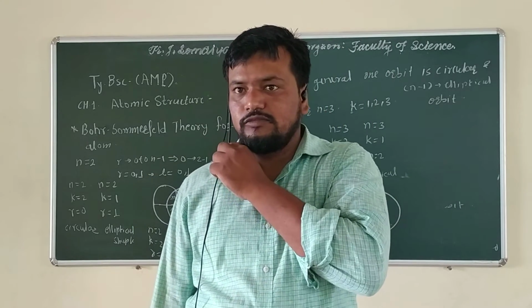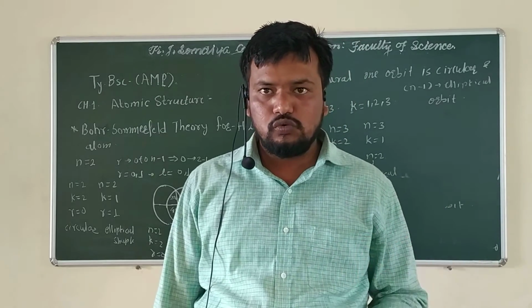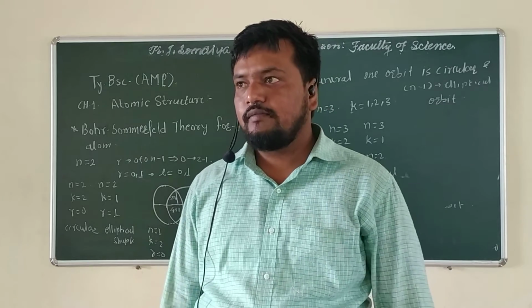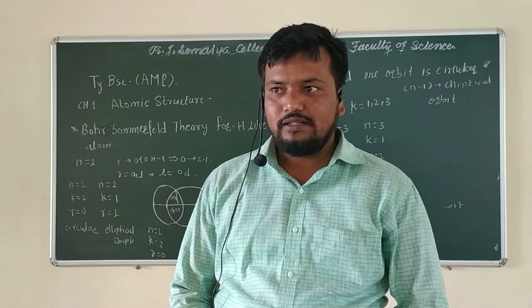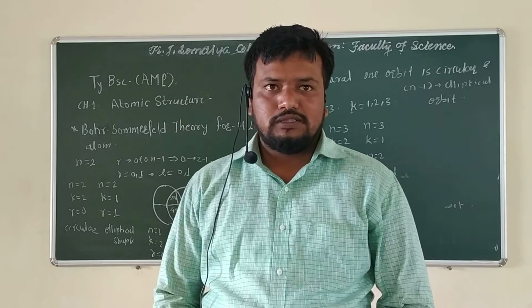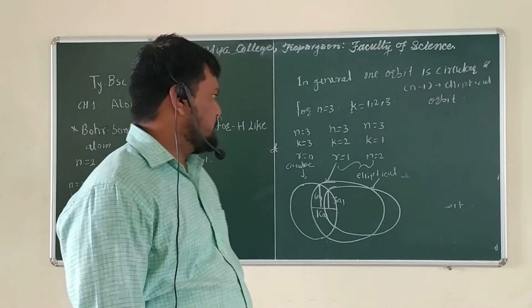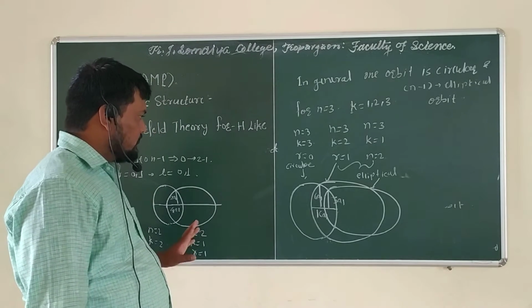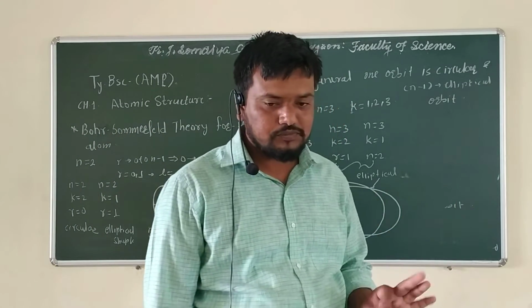0, and if we consider n equal to 2, then the r value is given by 0 and 1, and if we consider n equal to 3, principal quantum number, then taking the orbital quantum number k or r equal to 0, 1, 2. With respect to the shape of the orbital, we see which orbit is circular and which orbit is elliptical. So consider the shape here.